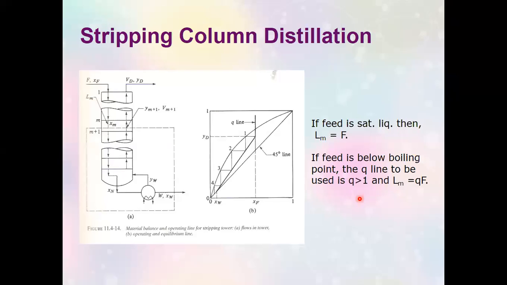And in this case, if you have a subcooled liquid, your LM, the liquid that goes down or leaves tray M, a specific tray we label as M in your stripping column distillation, will be a product of the computed Q, which is greater than 1, and the value of the feed. So there will be a slight variation in the amount of liquid that the stripping column receives if your Q is greater than 1. Okay, so this is how you do it.